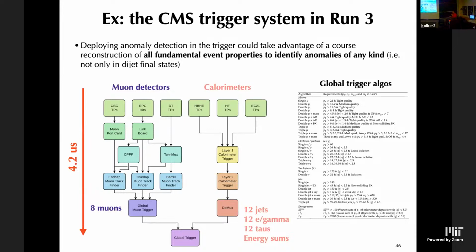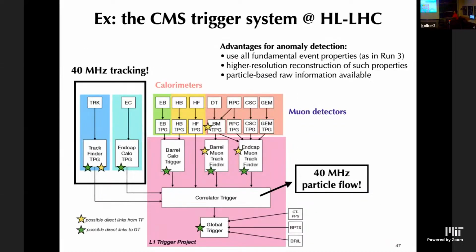While this system is working very well, it is giving a very coarse reconstruction. For the high luminosity LHC, we'll have a way more performant trigger because we will be able to also reconstruct the tracks in the inner part of the detector, and so we can do the combination with the calorimeter and make a way more high resolution reconstruction. And this will give us a lot of advantages for anomaly detection because of the higher resolution of the inputs, which also means that we have to scale the models.